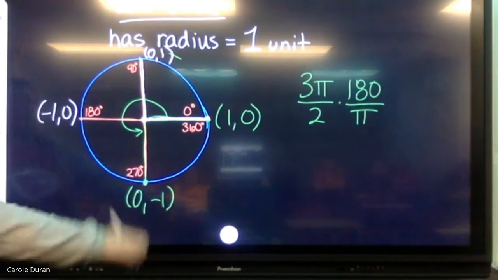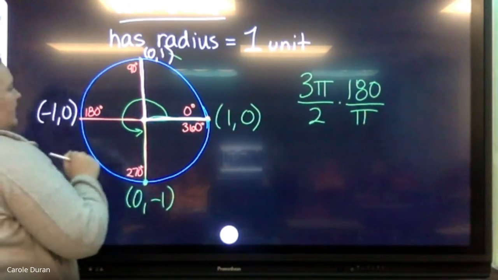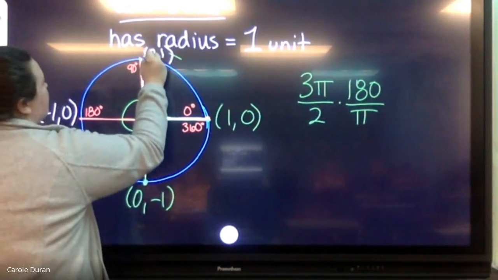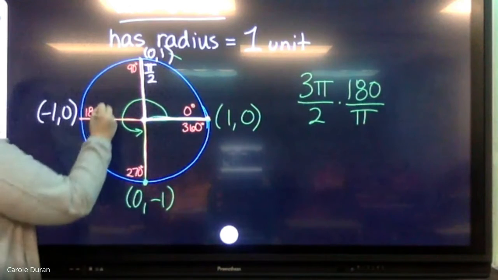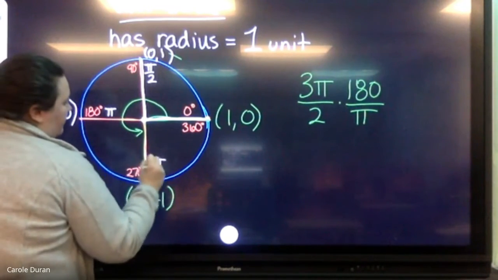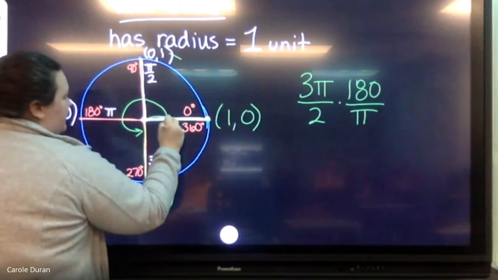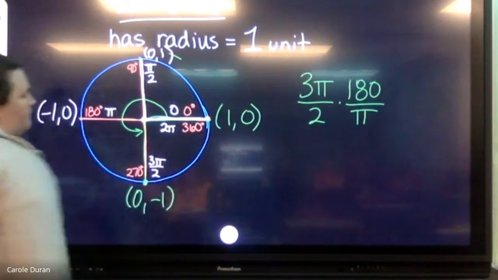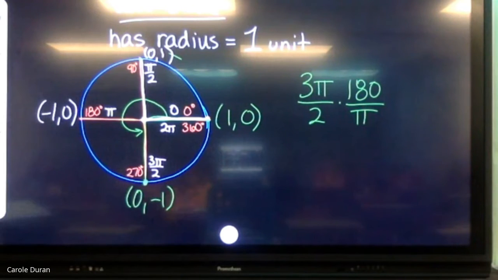So if you wanted to go ahead and write what the radian equivalents are, 90 is pi over 2, 180 is pi, 270 is 3 pi over 2, 360 is 2 pi, and 0 is 0. So now you have 5 degree and radian congruences.